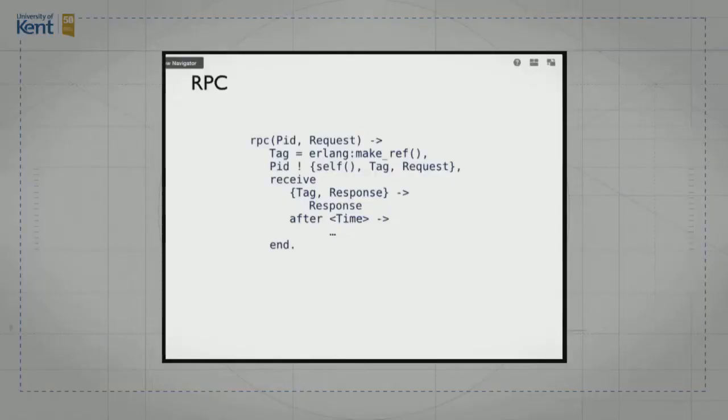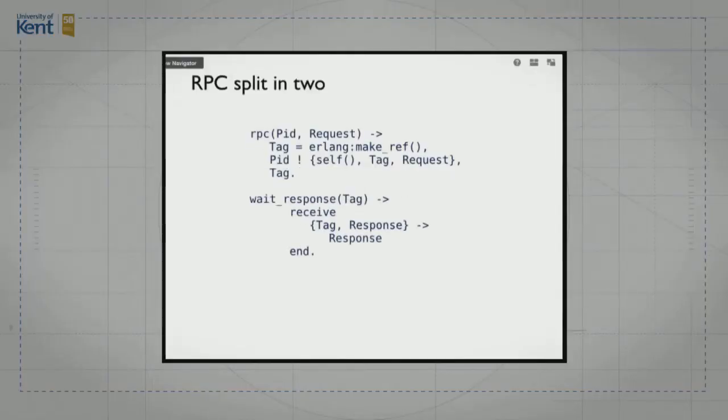The remote procedure call actually consists of two parts. It consists of a part which sends a message to a remote process, and a part which receives a message. So this code has split it into two. Instead of writing our RPC as one function, we've written it as two functions. We said RPC of PID request: tag is Erlang make ref. We send the message and we return tag.